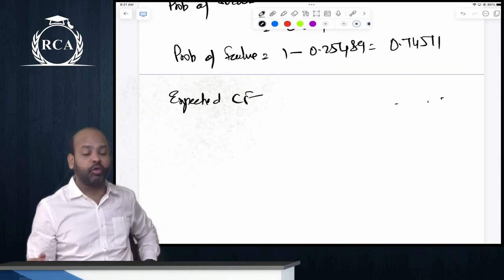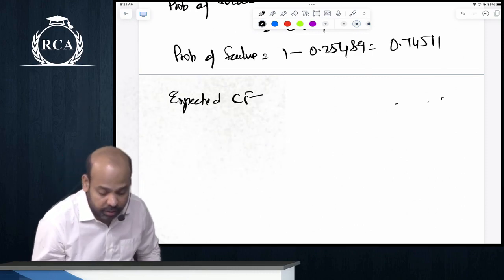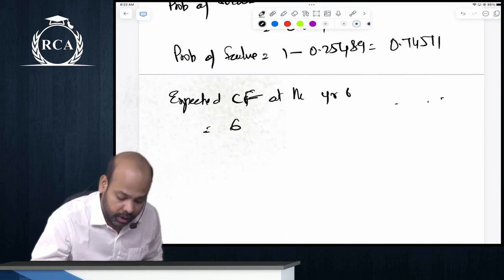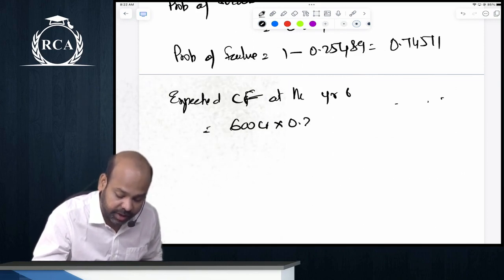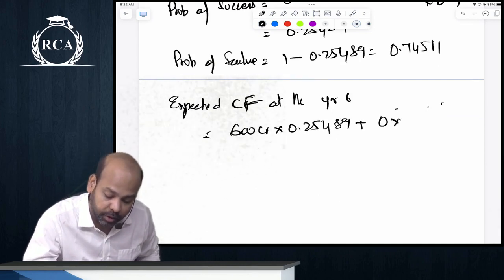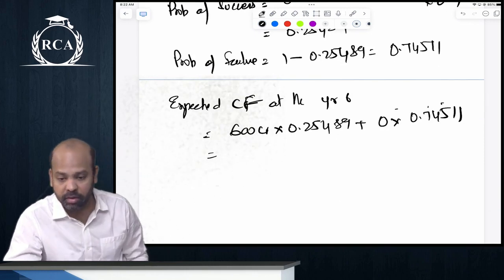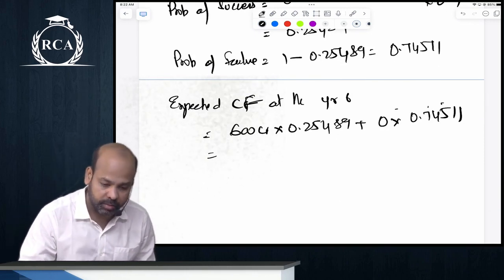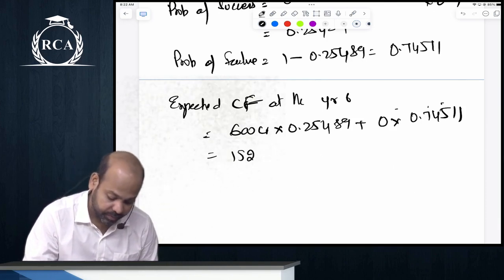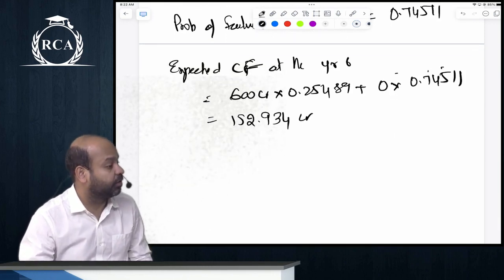If the project fails, you end up losing 45 crores. If the project succeeds, you will get 600 crores. My expected cash flow at the end of year 6: how do I do it? I'll get 600 crores if the project succeeds, which is 0.25489. And I will get 0 if the project fails. How much will this be? Calculate and tell me, the calculator is in front of you, why are you guessing? 150.93. This will become your expected cash flow at the end of year 6.